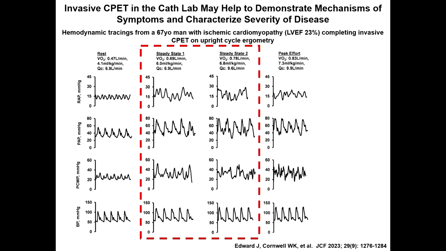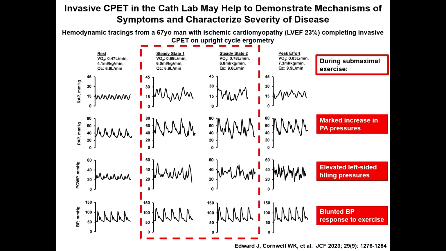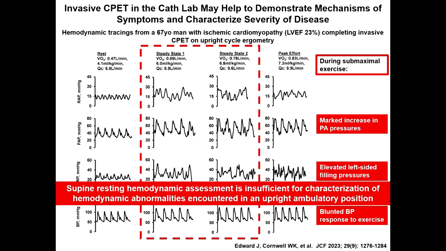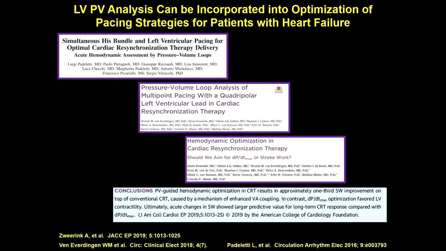What you can see, and I want to point your attention to the submaximal levels of exercise here, is that during just easy effort, we see marked increases in PA pressures. We see wedge pressures that are in the mid-30 range, and we see a blunted blood pressure response. And you would never understand the severity of the hemodynamic abnormalities that our patients with heart failure suffer from if all you did was analyze them by a supine resting hemodynamic assessment. So I would argue that supine resting hemodynamics are insufficient for characterizing the extent of hemodynamic abnormalities that our patients suffer from when they're in an upright ambulatory position.